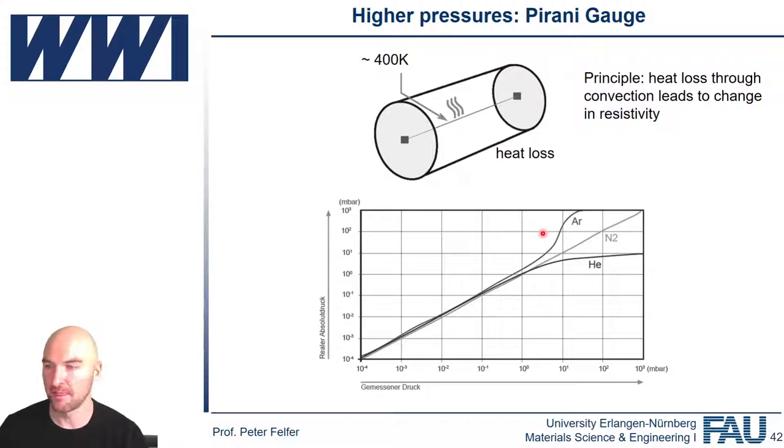Okay, for rough vacuums, we use Pirani gauges. Pirani gauges are very simple. You have a wire with a current running through. The current heats the wire, and then you have convective cooling of the wire. So by measuring the resistivity of the wire, you can tell what the pressure is. That works pretty well down to about 10 to the minus 3 millibars, and this is why we have them as pre-vacuum gauges.